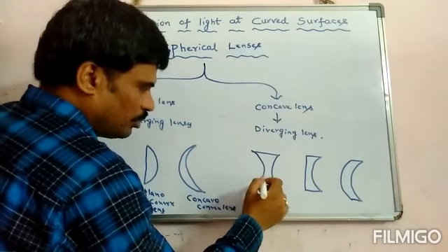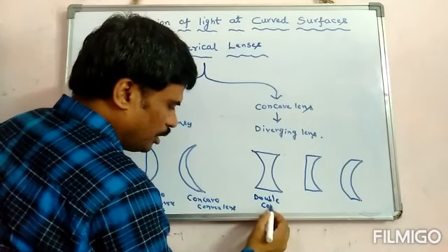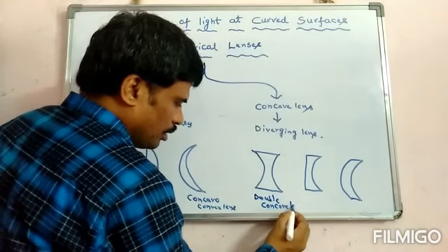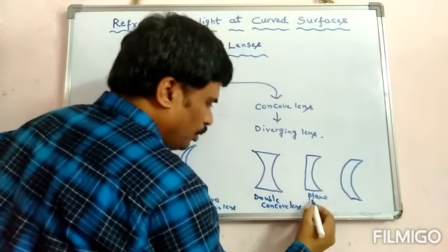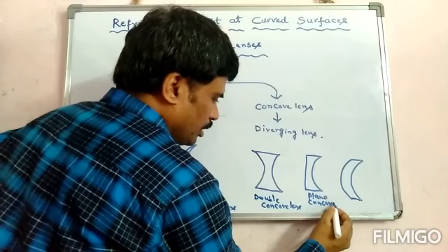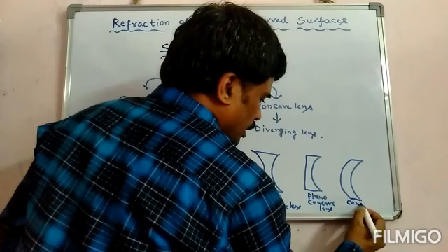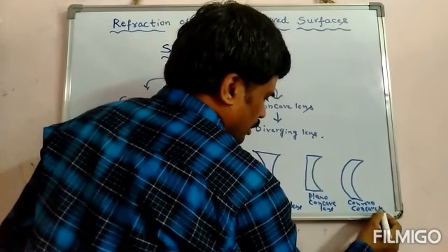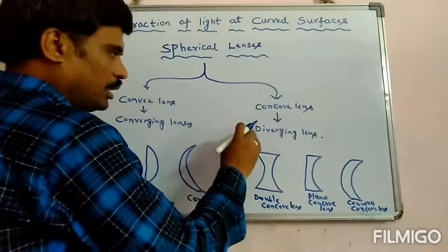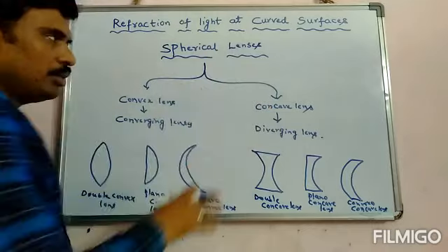Now let us see the types of concave lens. Concave lens, the first one is double concave lens, and the second one is plano-concave lens, and here it is convexo-concave lens. So these are the types of lenses we can observe.